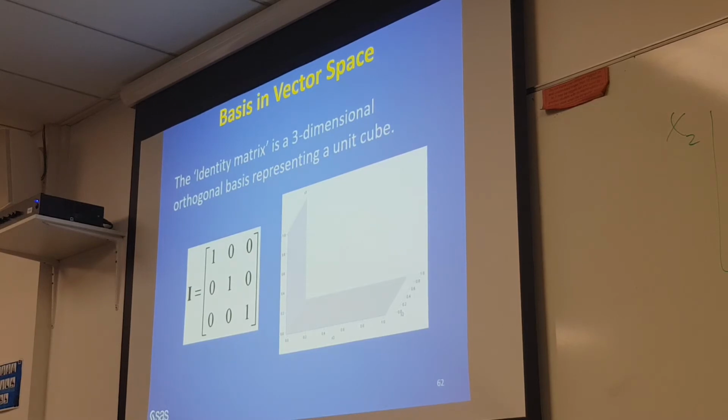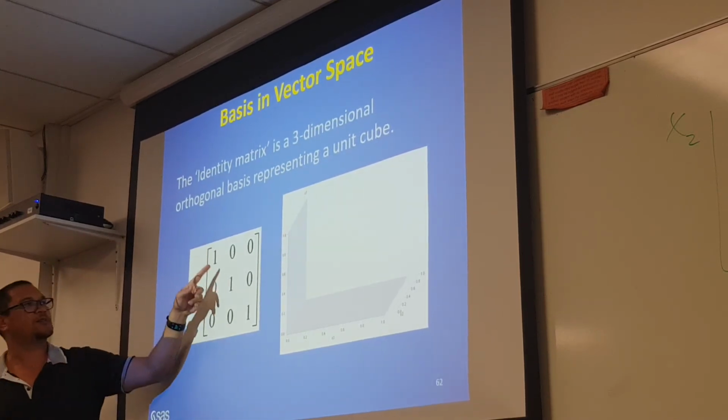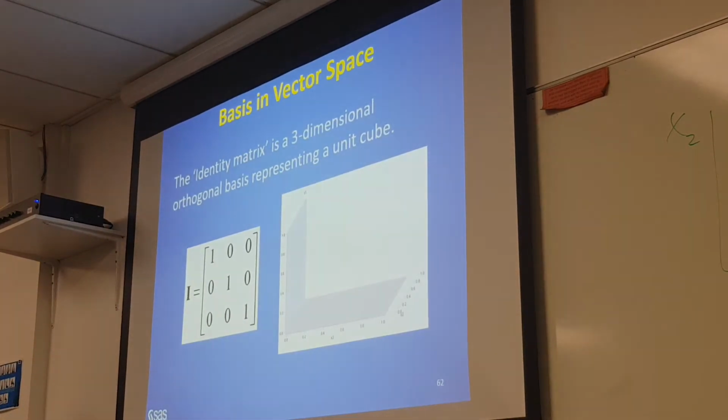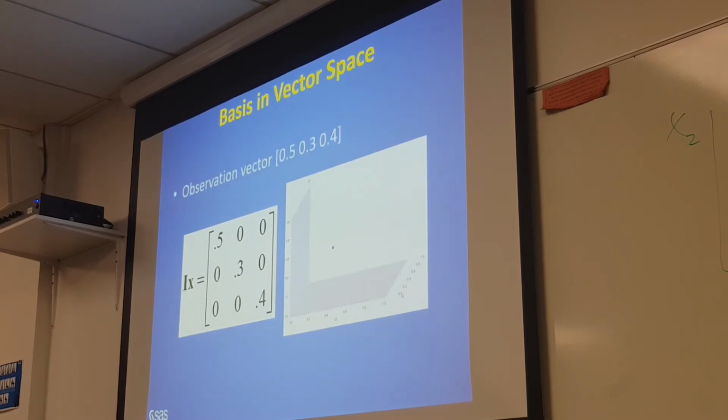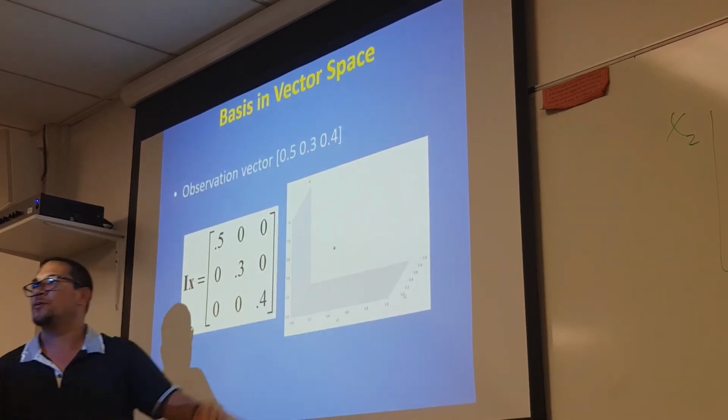So the identity matrix is a three-dimensional orthogonal basis representing a unit cube. What does that mean? It sounds very complex, but it's not. All it means is we've got 3 dimensions, so the data lie in 3 dimensions. If there are limits of 0 and 1 on these variables, then of course it's going to be a cube. If your data lie in that range between 0 and 1, any data point that you get is going to lie somewhere in this cube.